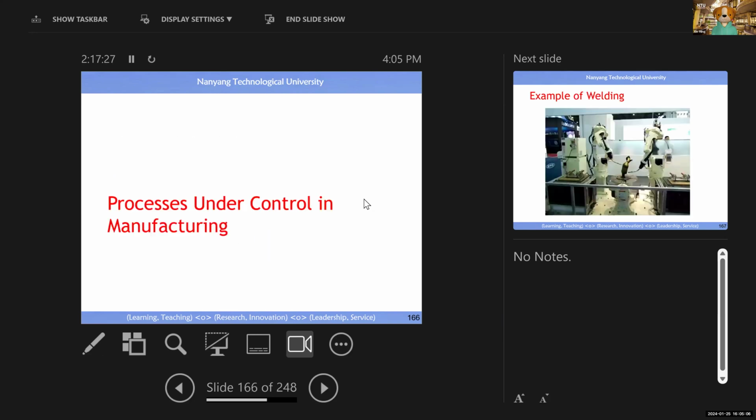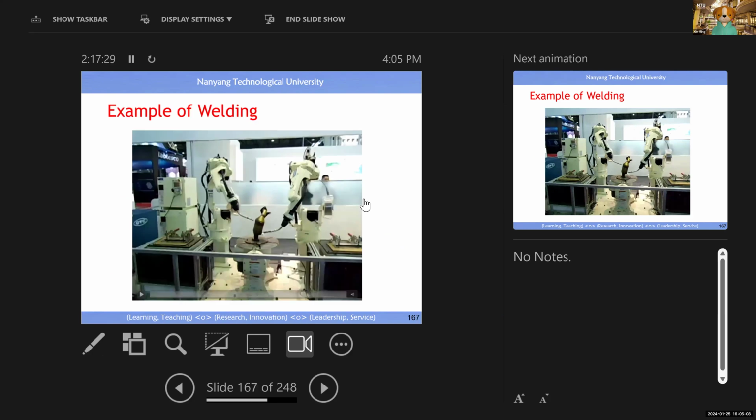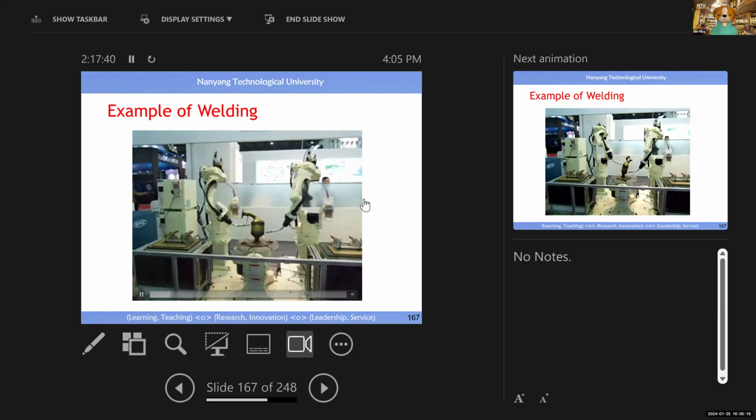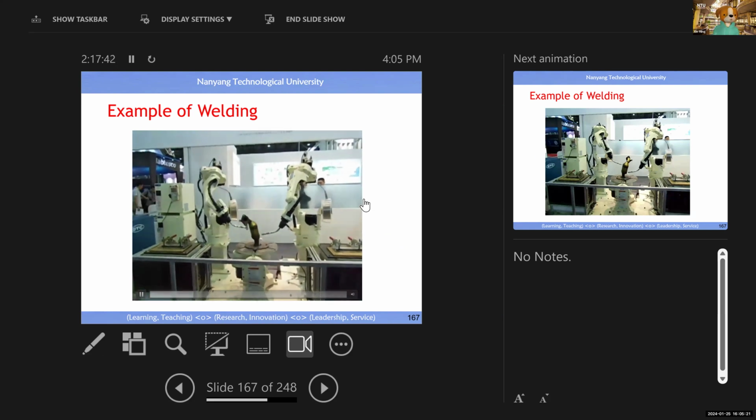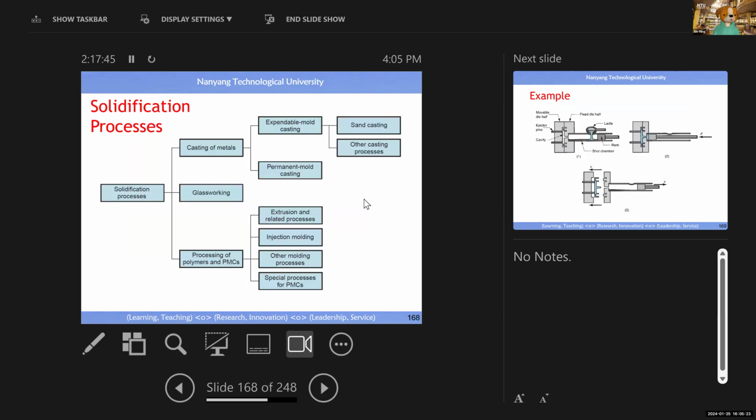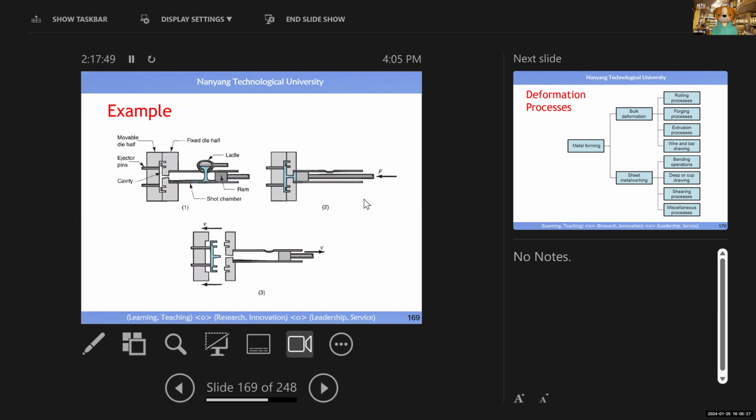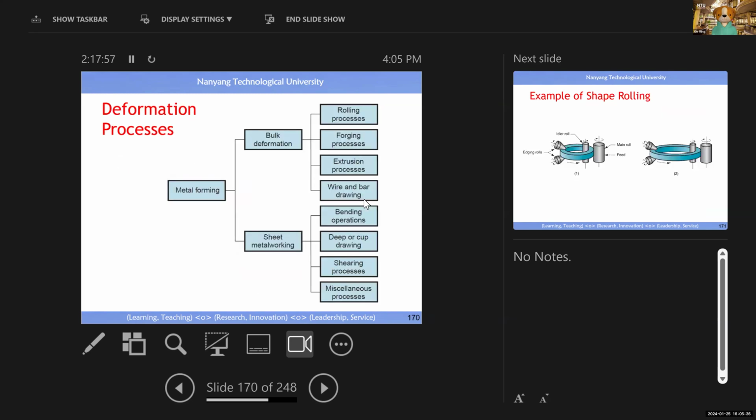Okay. Then we just quickly give you a revision of what we have studied in part 2 of today's session. You see a lot of processes, right? So these are the welding processes. Then we know there are a lot of solidification processes. Just now in part 2, we have gone through some videos, some examples, right? So this just reminds you, okay?